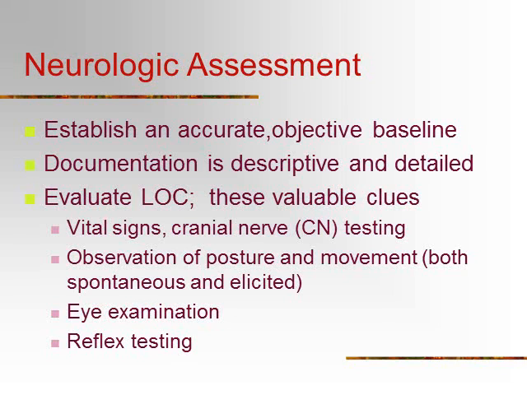For level of consciousness, this is super valuable clues as to what's going on in the brain. So you want to look at vital signs, cranial nerve testing, which hopefully you guys learned in assessment. You want to observe the posture and movement, both spontaneous, what the kids are just doing on their own, and then elicited, just asking them to grab this toy or walk across the room. You want to look at their eyes, check pupils and extraocular eye movements, and then you can also test their reflexes.